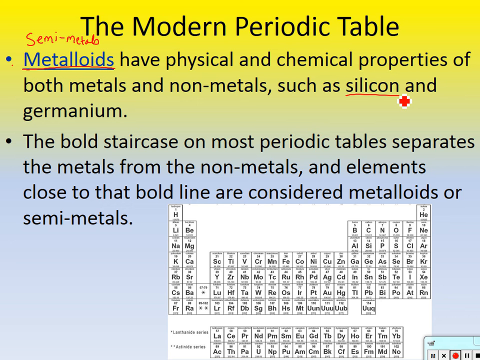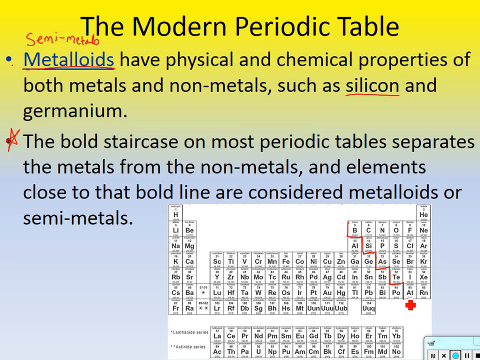Here's probably the most important thing today that I want to talk about. Put a little star by this bullet. The most important thing of today: the bold staircase on most periodic tables. This one right here doesn't have it, but yours does. I'm going to draw it in. It starts right here at boron and makes a staircase all the way down. That staircase is very important. Here's why. It separates the metals from the nonmetals, and elements close to the bold line are considered the metalloids.